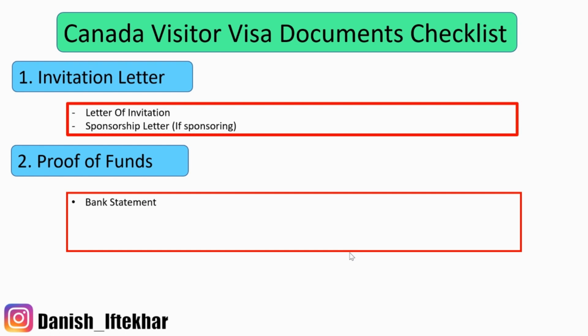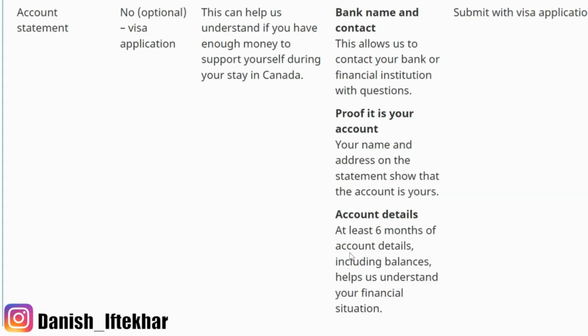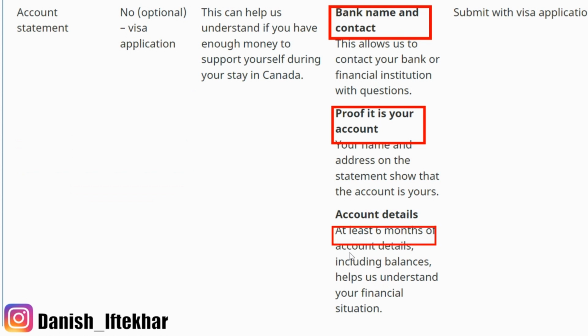So, what are the requirements for the bank statement? So, this is the requirement for the bank statement. Your bank statement should have your bank name and contact information. It should have proof that it is your account. It should have your name and your address, and it should be for the past 6 months.